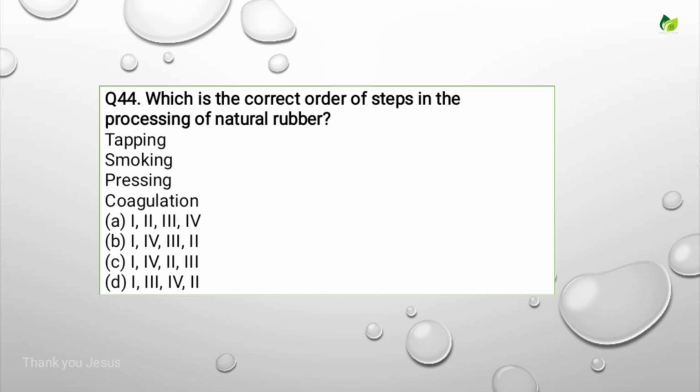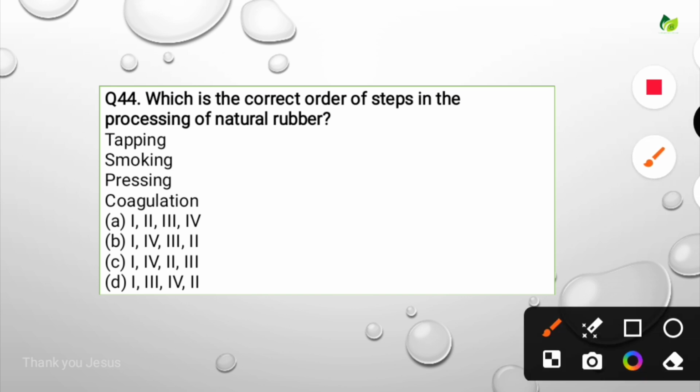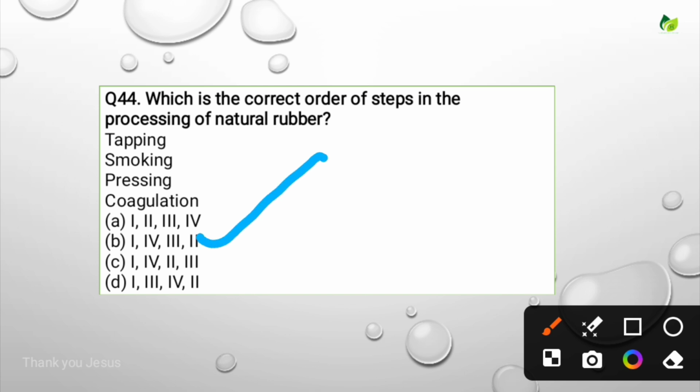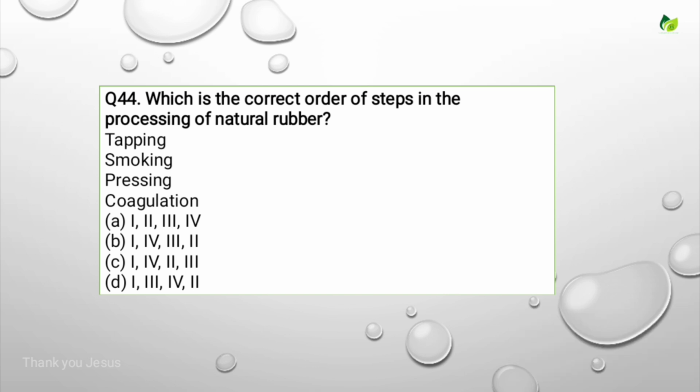Which is the correct order of steps in the processing of natural rubber? Here 4 steps are given. You have to arrange them in a proper order: tapping, smoking, pressing, coagulation. For this the correct answer is 1, 4, 3, 2. First, tapping of latex from the plant, then coagulation by using acid, then pressing into sheets, and then smoking to preserve and strengthen the rubber. Okay, let's see the next question.